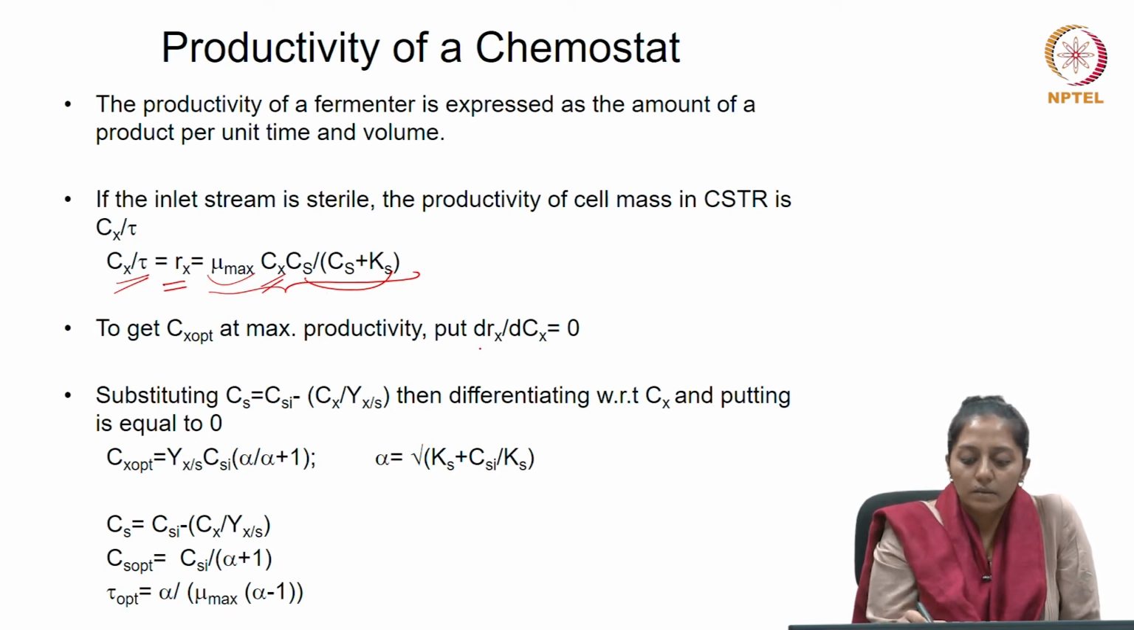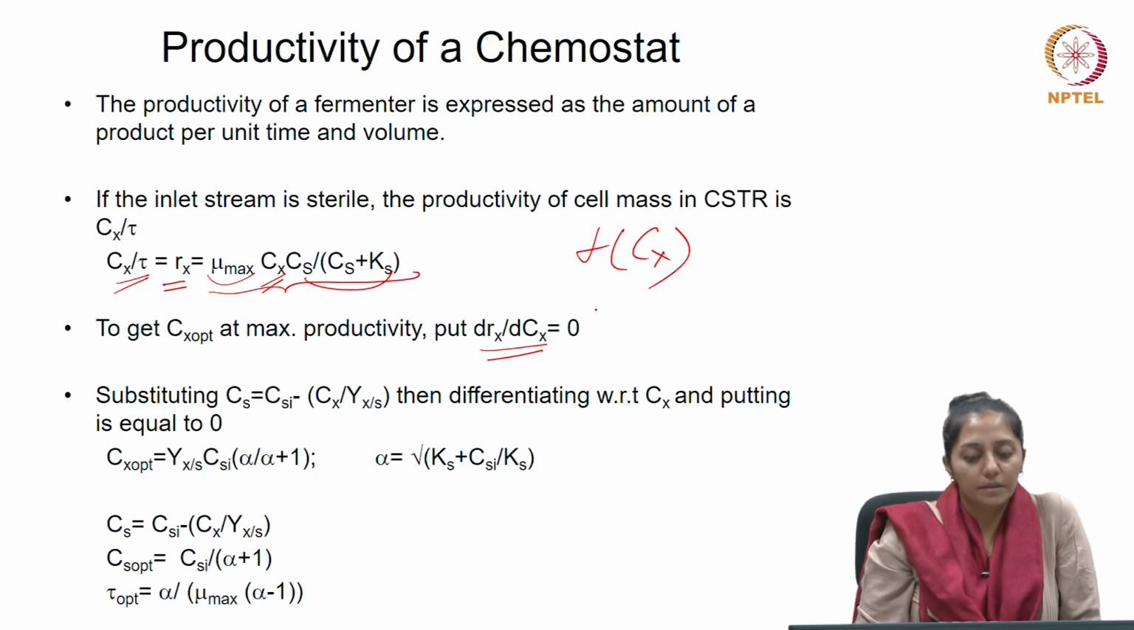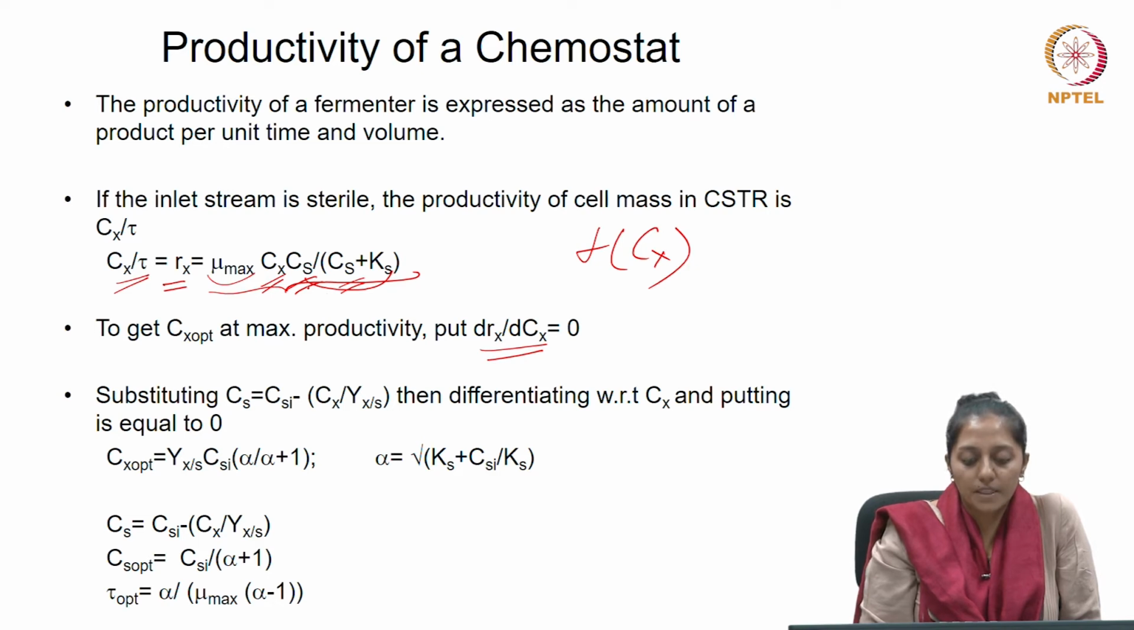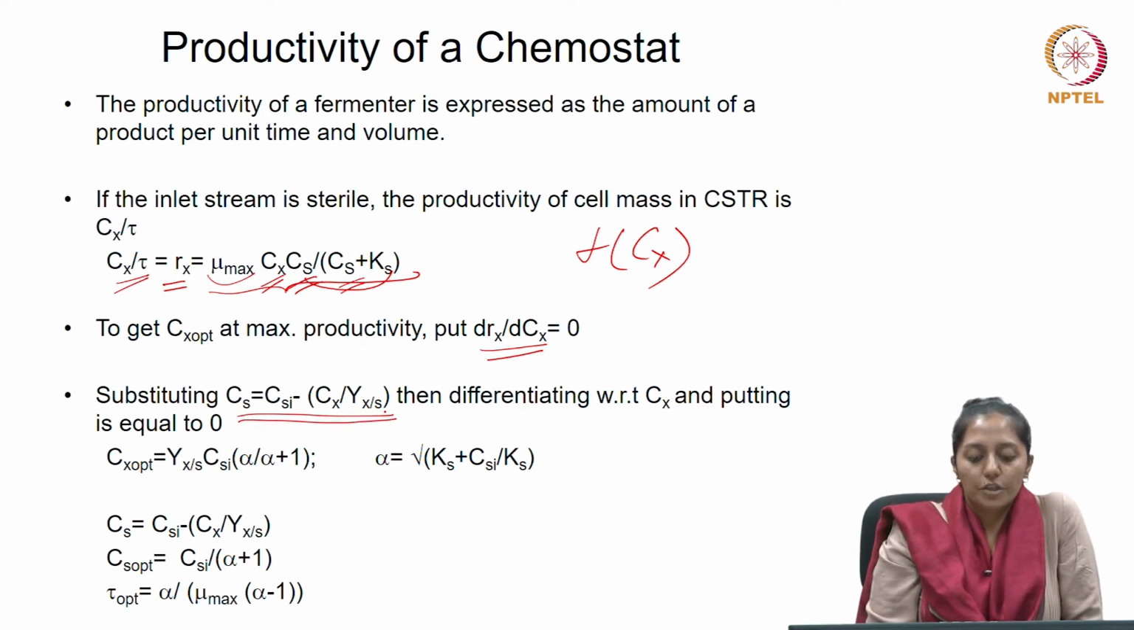Then again, as we did earlier to find the optimum dilution rate, here Rx was productivity. So, we will set dRx by dCx as 0 if our Rx becomes only a function of the variable Cx. So, Cs has to be removed in terms of Cx. How do we remove that? Making use of the yield coefficient, where Cs can be written as Cs0, which is your feed substrate concentration in the inlet feed, minus Cx, the steady state biomass, divided by Yx/s, your yield coefficient.